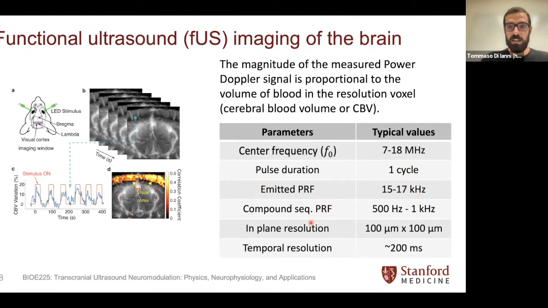And then the compound sequence. The compound frames, if you remember, are the frames that we build up from our plane waves. So we transmit several plane waves and then we build one compound frame. And we repeat that process with a certain frequency that is usually between 500 hertz and 1 kilohertz. So before you said you would get 16 images. So it's approximately the emitted PRF divided by 16. Yes, if you use 16 images, yes. It can vary. That's also something that depends more on the system.